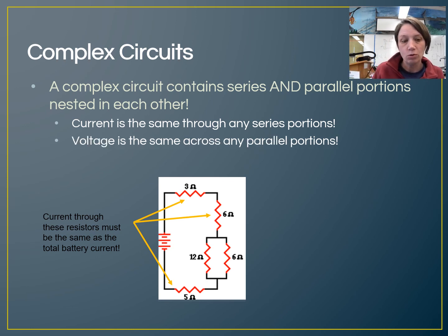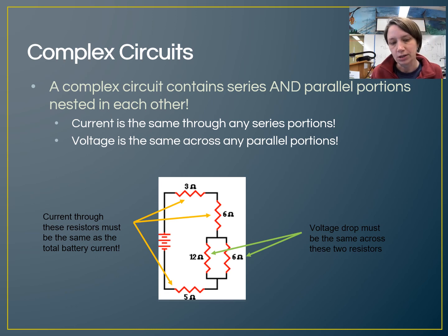And I know that the voltage is going to be the same across any parallel portions. So for example, that 12 ohm bulb and the other 6 ohm bulb are parallel with each other, which means the voltage drop has to be the same for those 2 resistors. The amount of energy the electrons use in the 12 ohm path is the same as the amount of energy they use in that little 6 ohm path, because we have to use the same amount of energy going through the entire circuit, regardless of which path we choose.